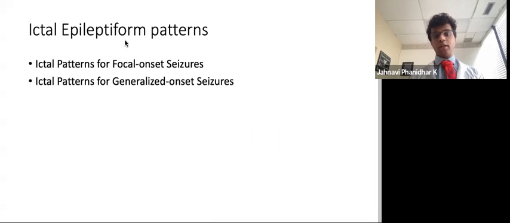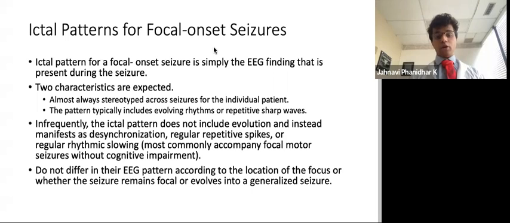Now we will go through the ictal epileptiform patterns, which are patterns on the EEG that we observe while the patient is having seizures. For focal onset seizures, it is simply the EEG pattern that the patient has while he is seizing. There are 2 characteristics that are expected.